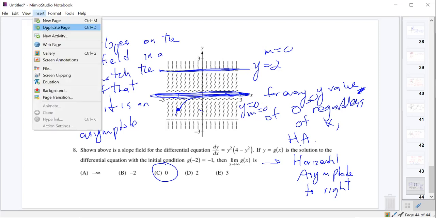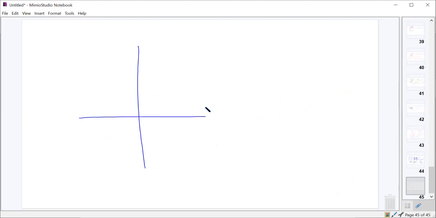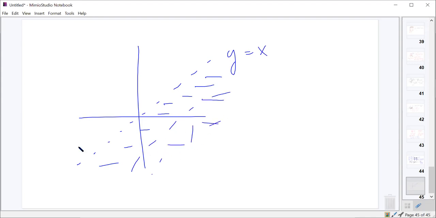The same would be true if your slope field looked something like this, and we did it with an oblique asymptote. This is the line y equals x. And maybe we have some other things going on here, right? Who knows what these ones are doing? They may all be weird over here doing whatever they're doing. But along y equals x, which has a slope of 1, all of the slopes there are 1. And so that would be an oblique asymptote. Does that make sense?